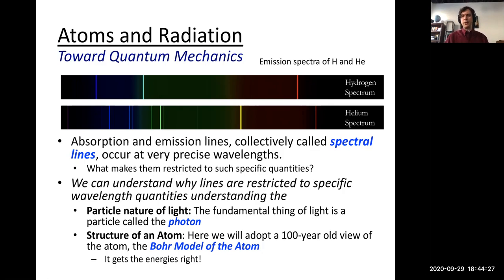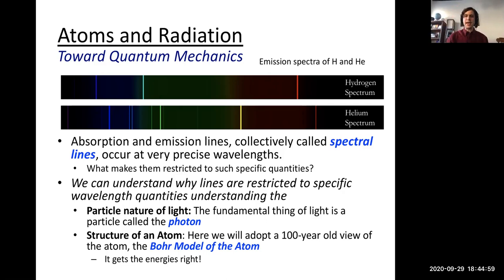And the fundamental bit of light, this is one of the elementary particles in the standard model of particle physics. The particle of light is called a photon. And we're going to talk about how that photon, as a particle, interacts with another type of particle, an atom, made up of protons, neutrons, and electrons. And here we're going to adopt the 100-year-old view of the model, the Bohr model of the atom, because it's going to get all the electron energies correct.